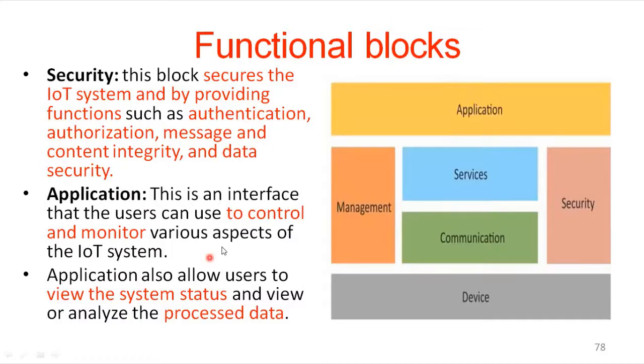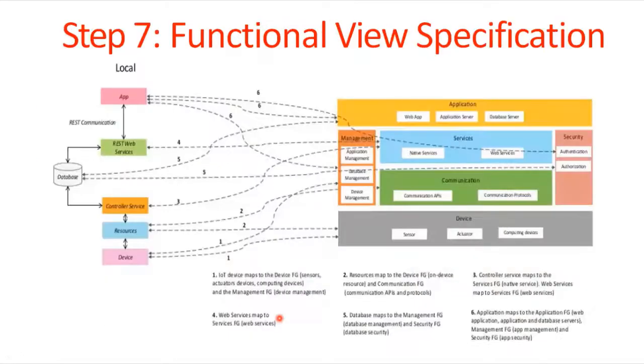Application. This is a graphical interface that the user can use to control and monitor various aspects of an IoT system. Application allows the user to view the system status and to view or analyze the processed data. This is a functional block information.